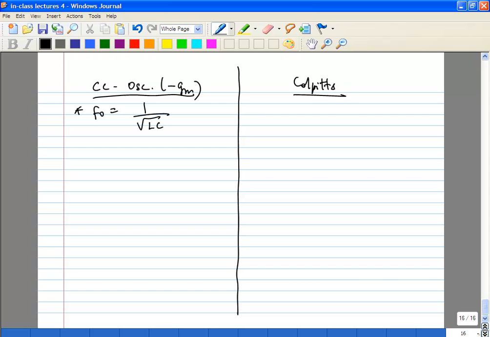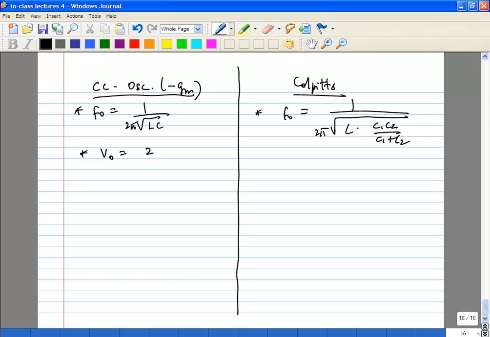So let's start off with the frequency of oscillation. One of them is 1 over 2 pi root LC, the other is 1 over 2 pi root LC equivalent. So nothing much to choose between the two. You can choose L and C values properly, so that's not a big deal.